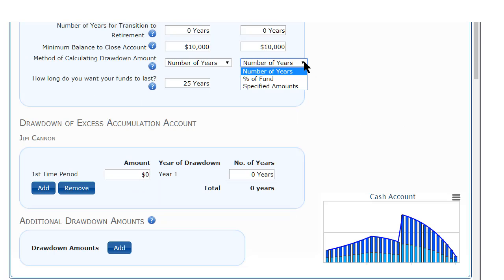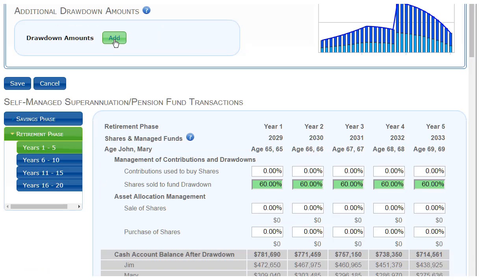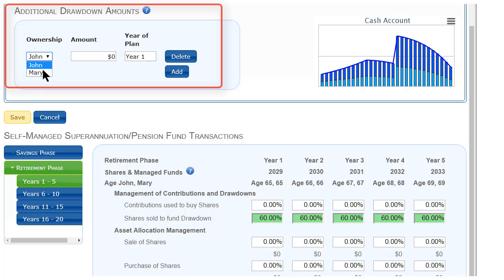With the drawdown, there are 3 methods to choose from. In this case, both John and Mary will draw down their funds over 30 years. In addition, Mary plans to draw down an additional $10,000 in year 16 of the plan. The drawdown of this fund is subject to minimum and maximum rules. However, that rule is not applied to the additional drawdown amount.